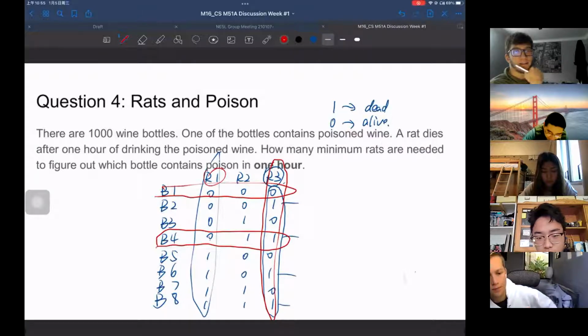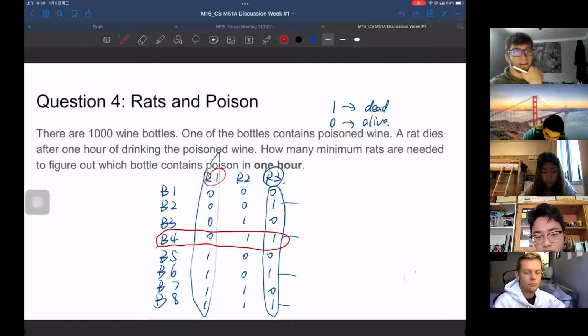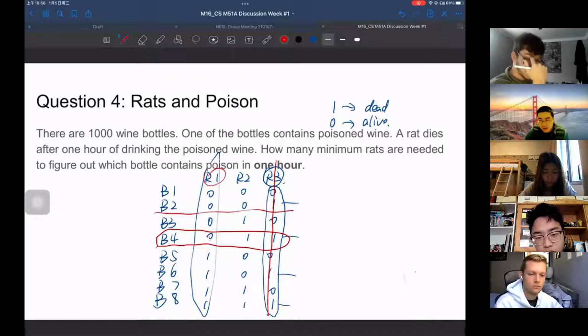So if we have a table here, vertically means which rat drinks which bottle, and horizontally it also means alive or not. How would you know if B1 is poison or not if no one drank it? Because there's only one such bottle which is not drunk by anyone. That's 0, 0, 0, which means B1 is not drunk by any of the rats.